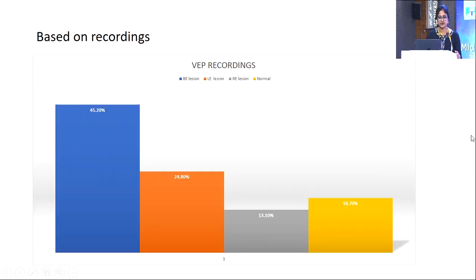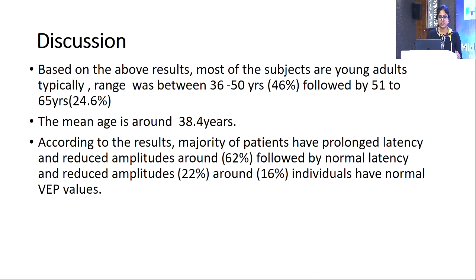Based on the VEP findings, the majority of patients have both optic nerve lesions, that is 45.20%, followed by left eye lesion, that is 24.80%, and 13.10% right eye, and normal is found in around 16.70%. Based on the above results, most subjects are young adults, typically ranging between 36 to 50 years, and the mean age is around 38.4 years.